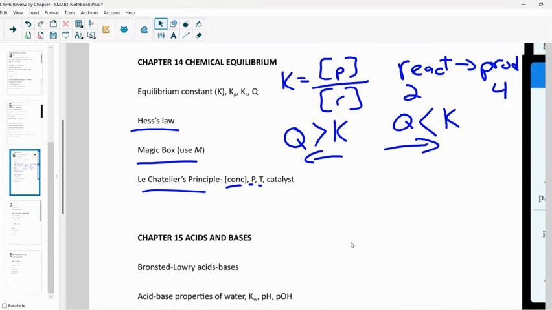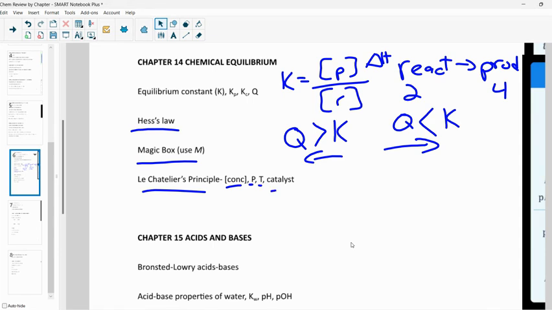When temperature changes, what do we need to know about our equation? We need to know our delta H value to see if it's endo or exothermic. An increase in temp favors the endothermic reaction. So if this was endothermic, it would shift us in the forward reaction.